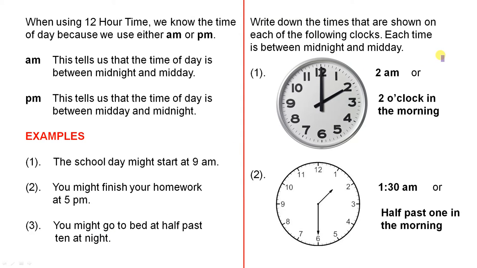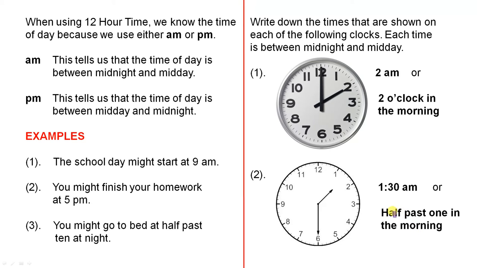Write down the times that are shown on each of the following clocks. Each time is between midnight and midday. So if it's between midnight and midday, we have to use AM. So here, the minute hand is on the 12 and the hour hand is on the 2, so it's 2 AM or 2 o'clock in the morning. Over here, the minute hand is on the 6 and the hour hand is between 1 and the 2, so it's 1:30 AM or 1:30 in the morning.